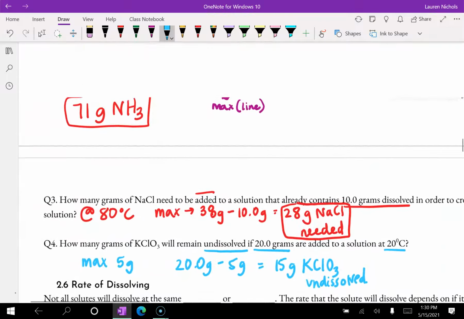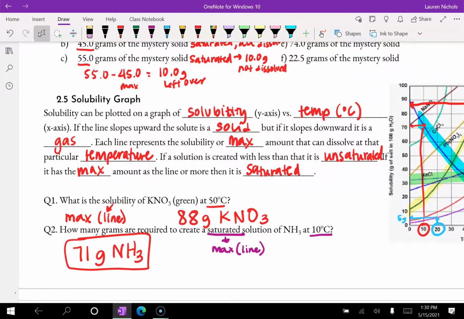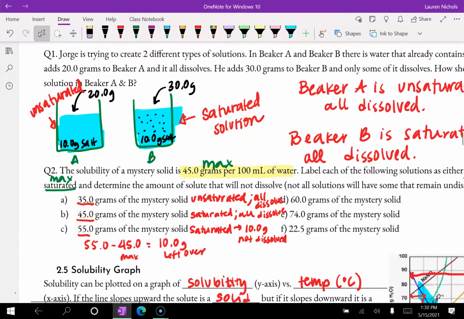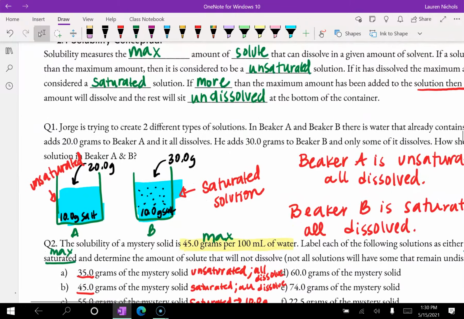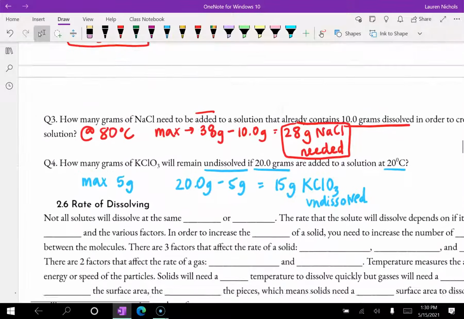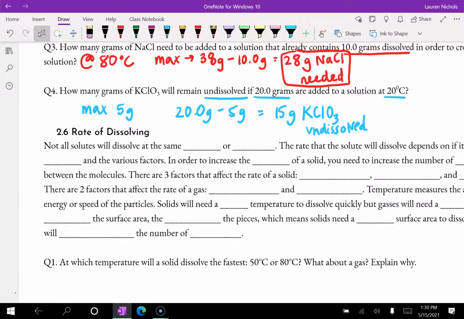So hopefully you understand solubility a little more, and the graphs. I highly recommend if you missed something, going back, rewinding, slowing down the video if you need to. And we will go into the rate of dissolving and how things dissolve through solvation and dissociation in the next video.